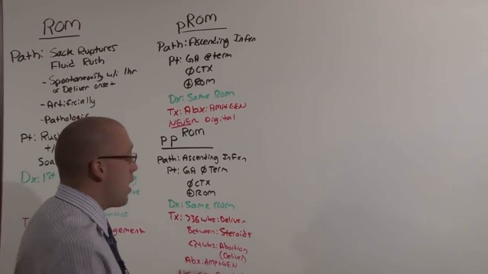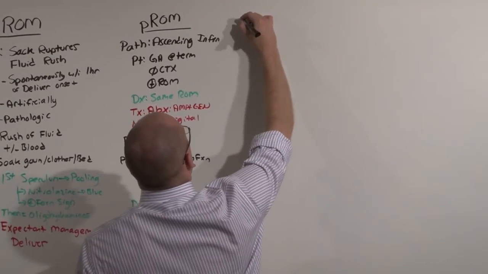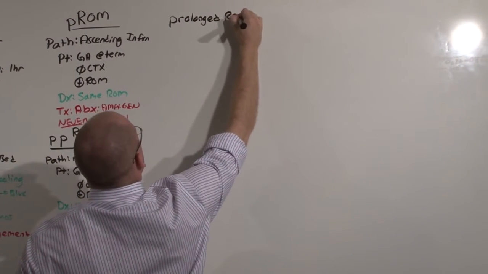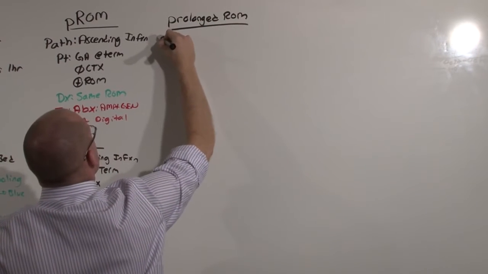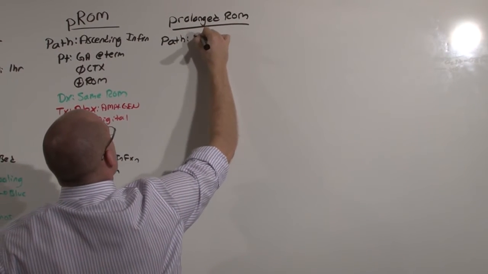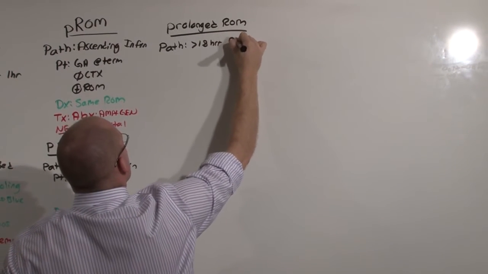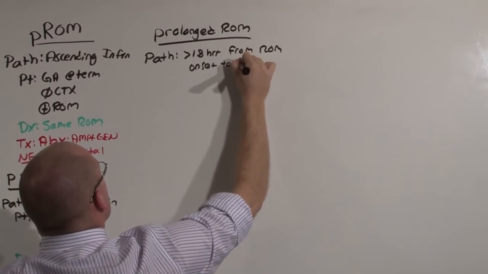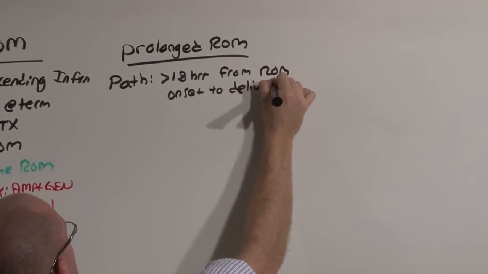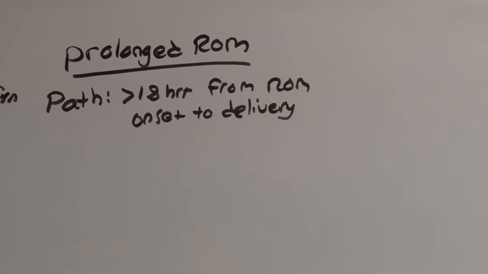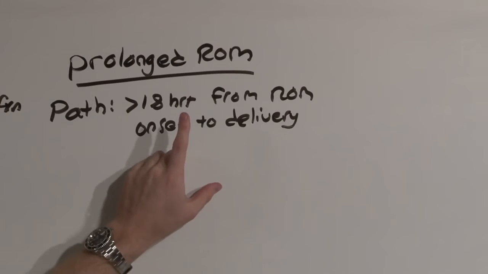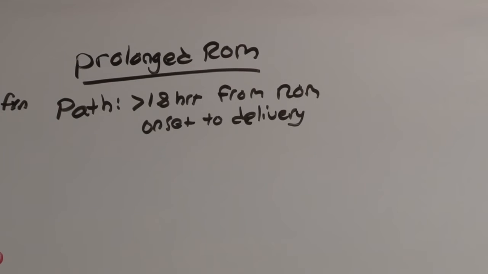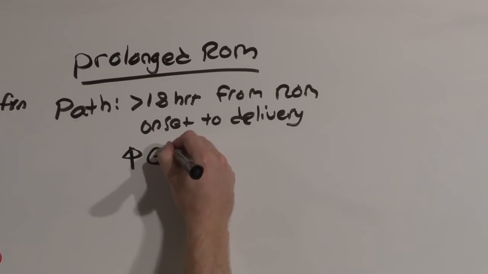What happens now if ROM happens or one of these conditions happens and it's too long from the onset of ROM to delivery? Prolonged ROM is defined as greater than 18 hours from ROM onset to delivery. It can be a totally normal delivery that just takes too long, maybe because mom's brand new at this. So if rupture of membranes occurs and there's 18 hours from ROM to delivery, there is an increased risk of group B strep infection.